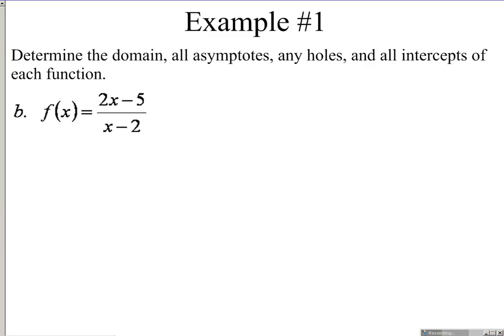Letter B. Start with our domain. Given variable in the denominator. Set the denominator equal to 0. This time x can be anything but 2. So our domain is from negative infinity to 2 and 2 to infinity.